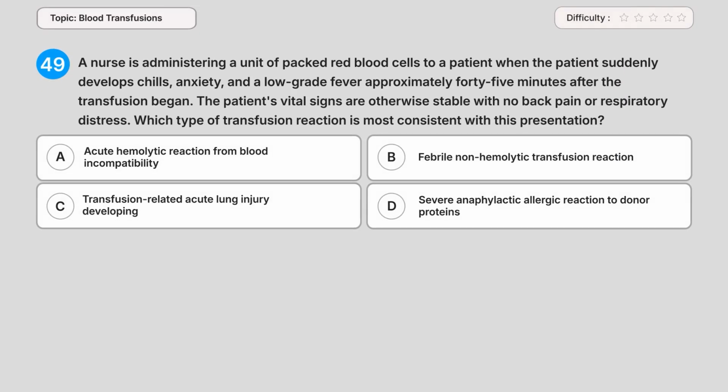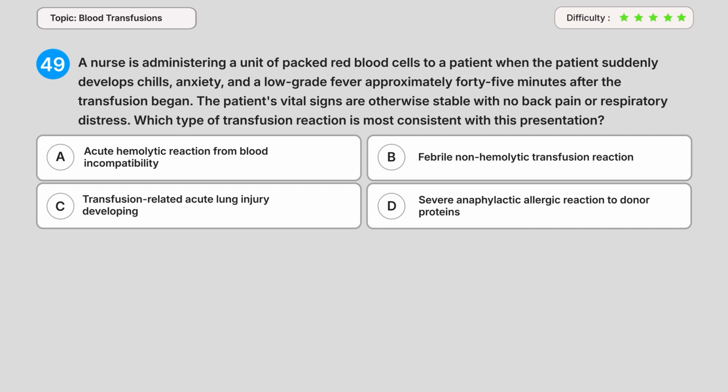49. A nurse is administering a unit of packed red blood cells to a patient when the patient suddenly develops chills, anxiety, and a low-grade fever approximately 45 minutes after the transfusion began. The patient's vital signs are otherwise stable, with no back pain or respiratory distress. Which type of transfusion reaction is most consistent with this presentation?